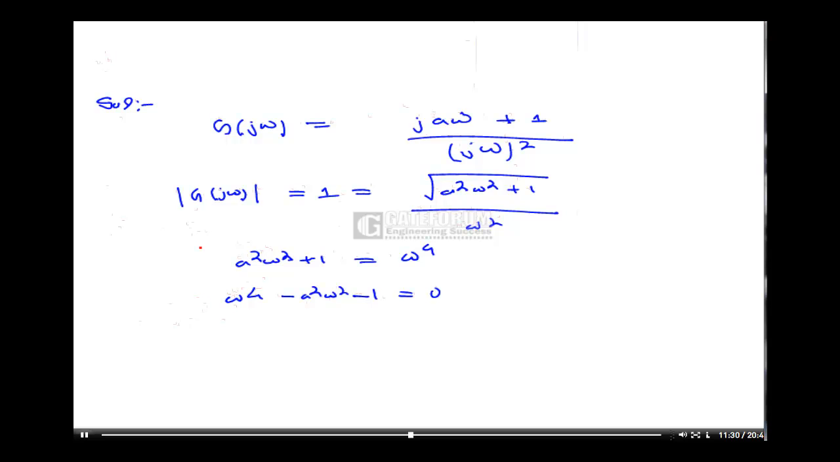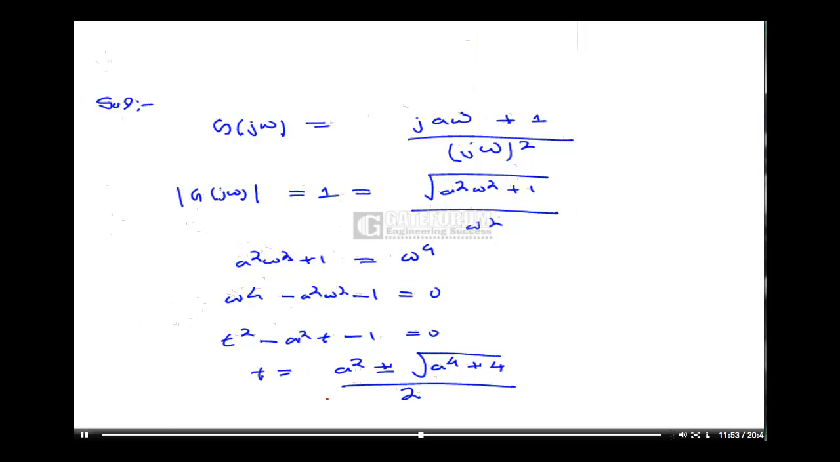Substituting, let us assume that omega square equals t, I get t square minus a square t minus 1 equal to 0. The t value is nothing but (a square plus or minus the square root of (a to the power 4 plus 4)) upon 2. This implies my omega value will be the square root of ((a square plus the square root of (a to the power 4 plus 4)) upon 2). Now, looking for the phase margin.